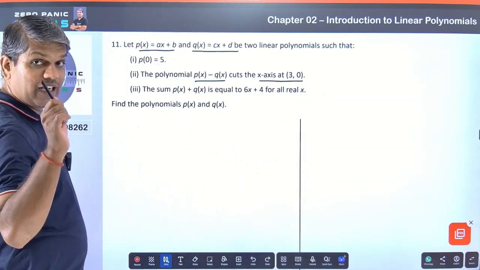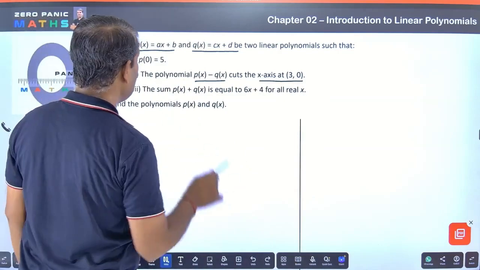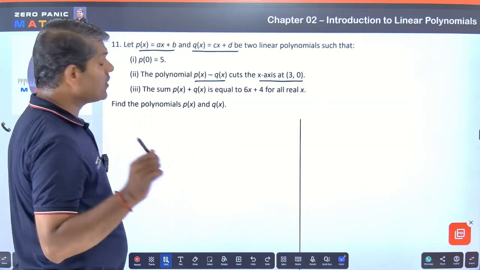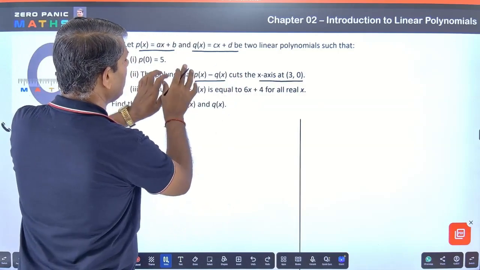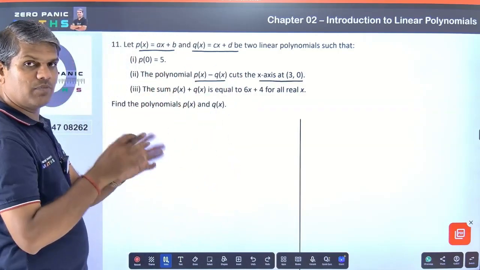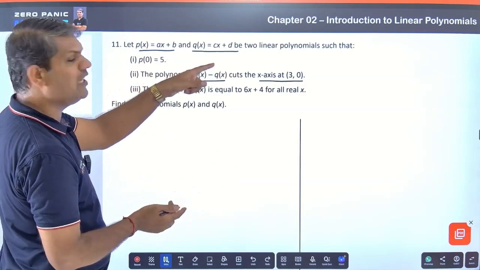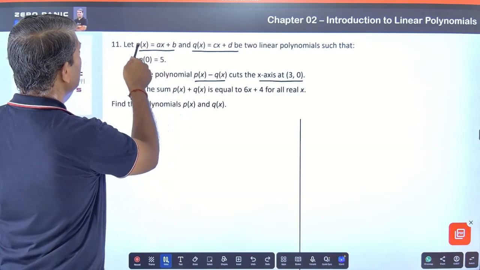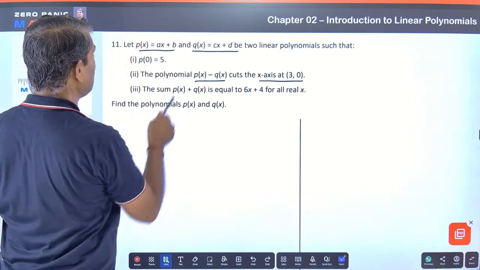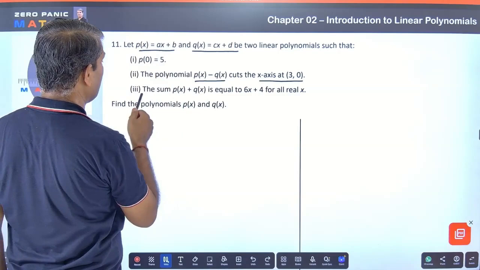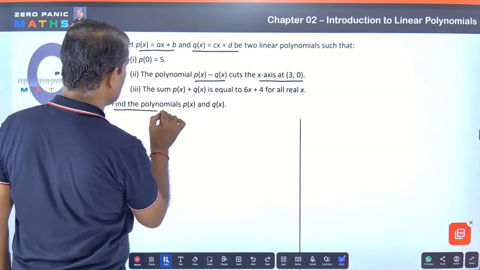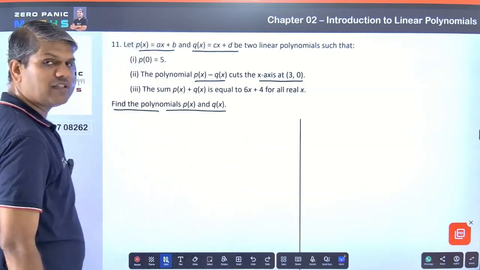Okay, listen to me carefully. This is a very important problem, because with all the given information, we are finding the values of a, b, c, d and putting them here. We will get the values of p of x and q of x, and that is the answer required. Finally, they want us to find the polynomials p of x and q of x.